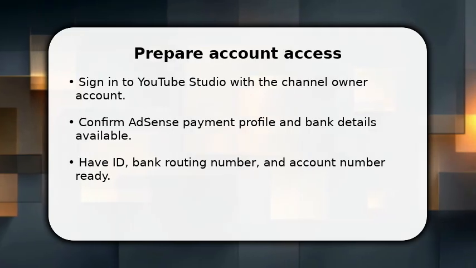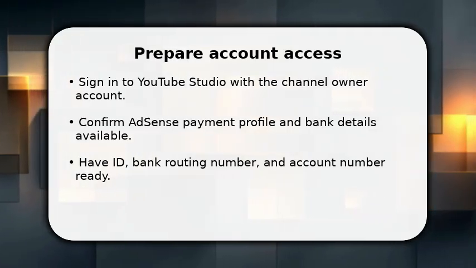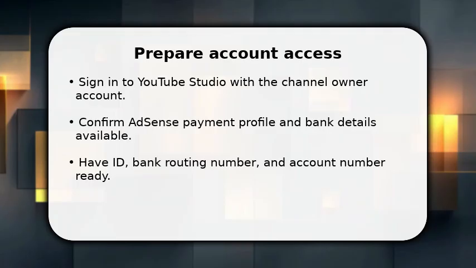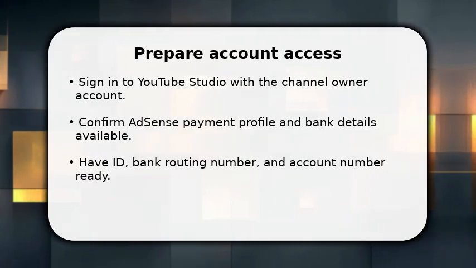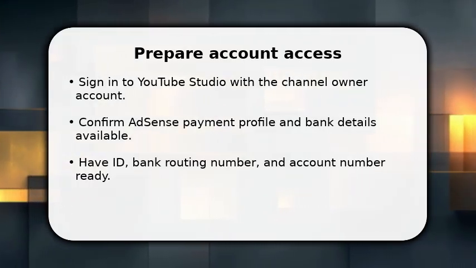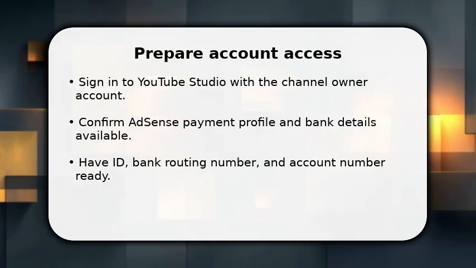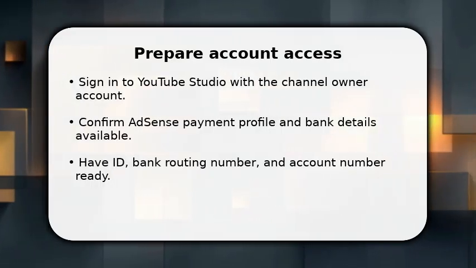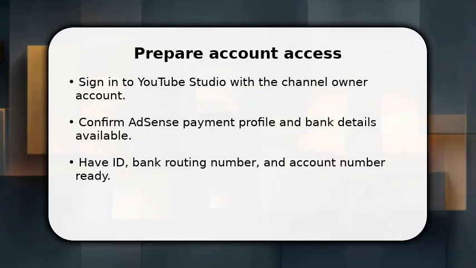You start by signing into YouTube Studio as the channel owner. This is required because payment settings tie to the owner's account. Once signed in, go to Monetization, then AdSense link so you can access the payment profile. You need the same Google account used for AdSense.